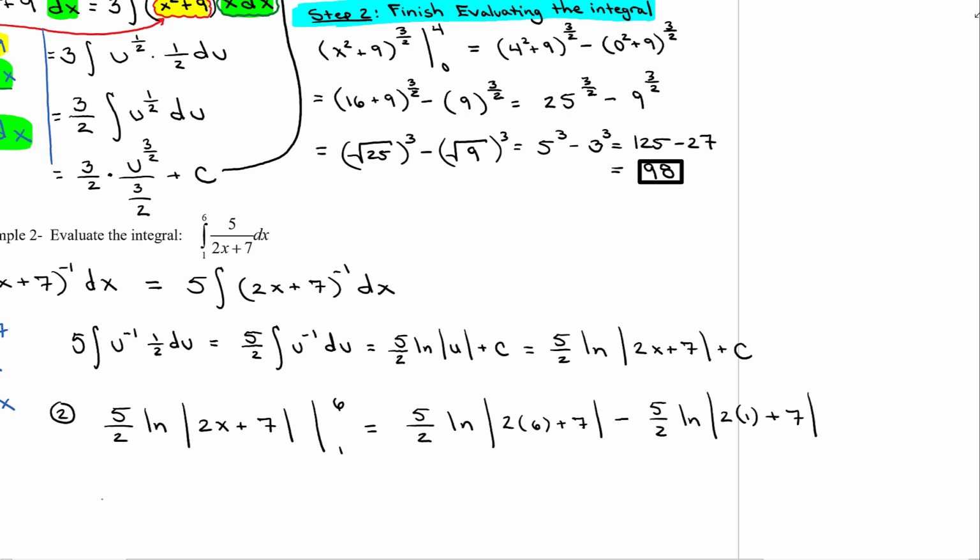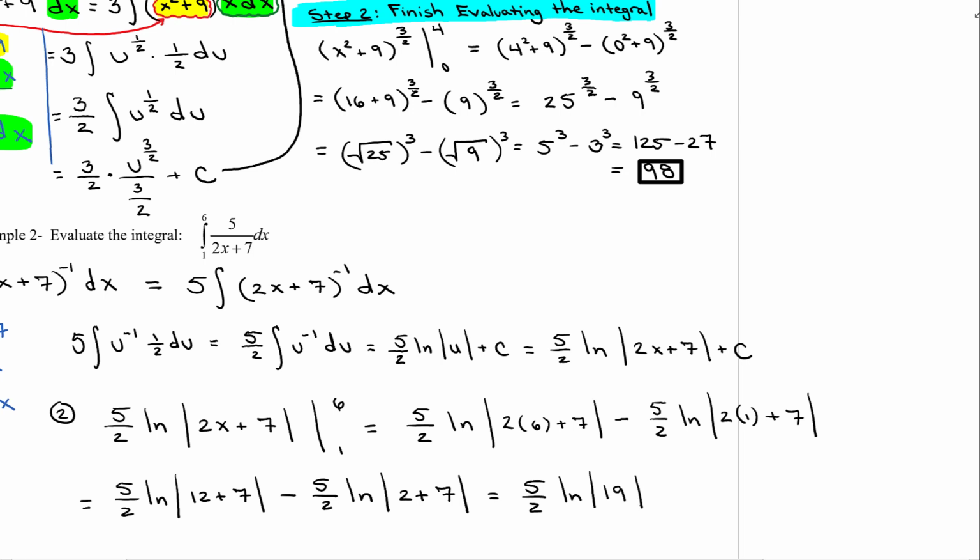And this is going to be equal to 5/2 times the natural log of the absolute value of 12 plus 7, minus 5/2 times the natural log of the absolute value of 2 plus 7, and this will be equal to 5/2 times the natural log of 19, but the absolute value of 19 is just going to be 19. So here in reality, I don't really need to write the absolute value in this step.